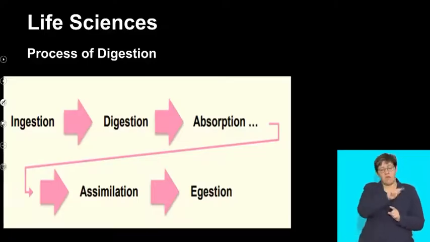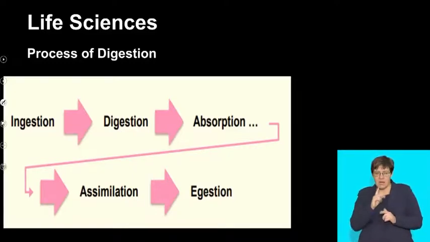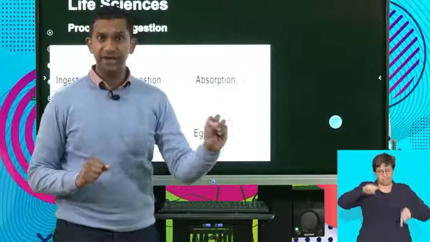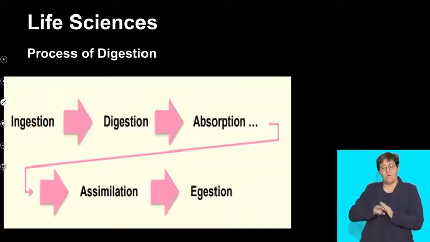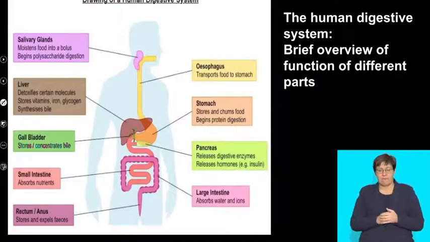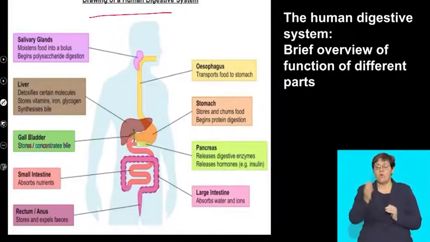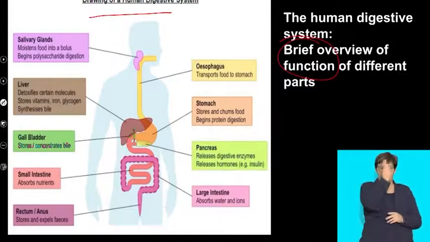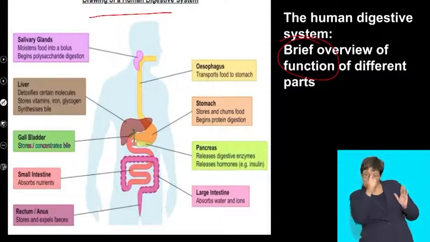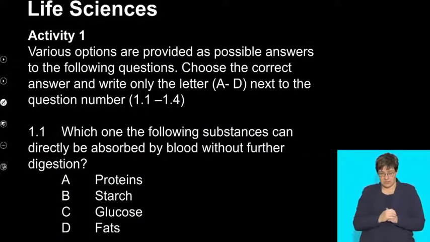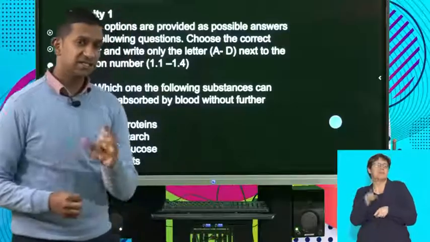This is illustrated in the flow chart, which I often use to remind myself of how food has to go through various processes to be finally assimilated and released. And as I always mention, it's important that you have an overview of the functions of the different organs. So use the diagrams to be able to have a sense of the different functions and what they play in the process of digestion.